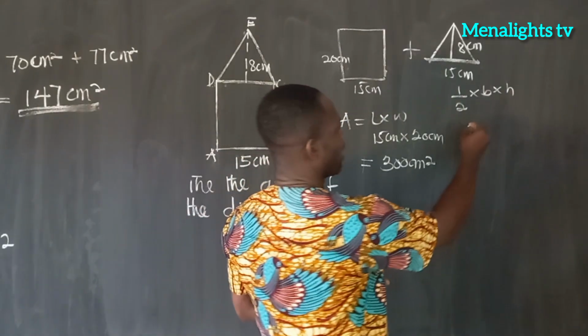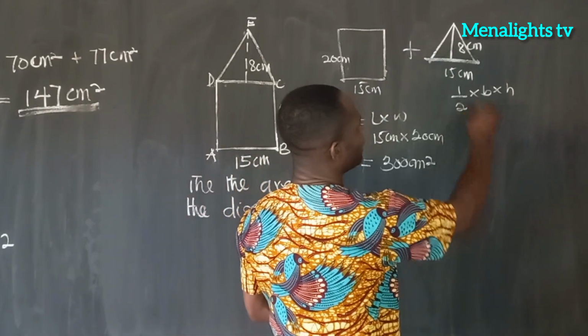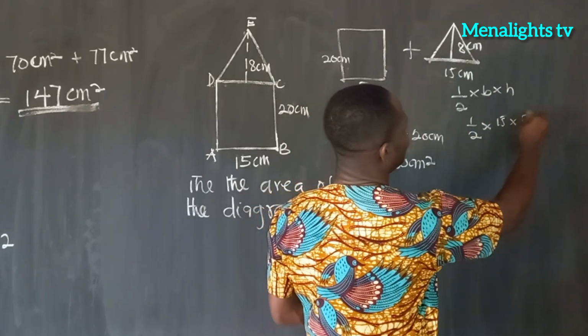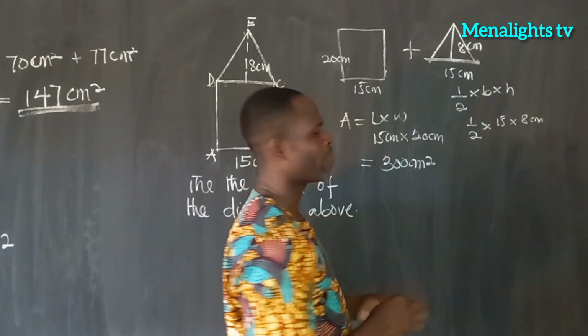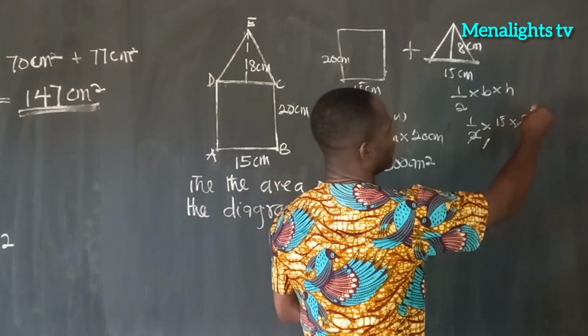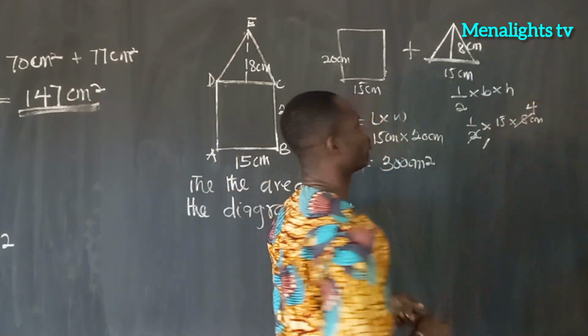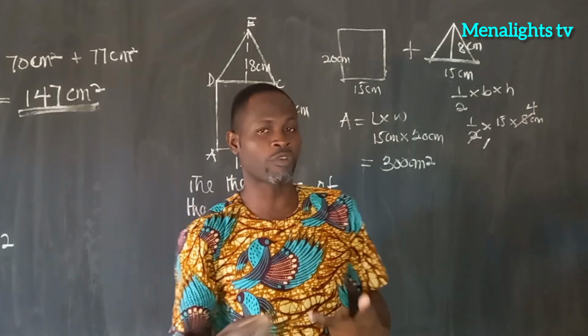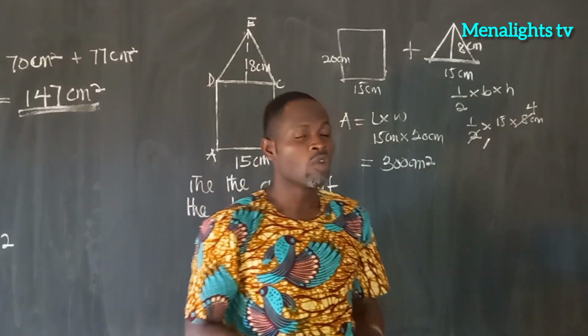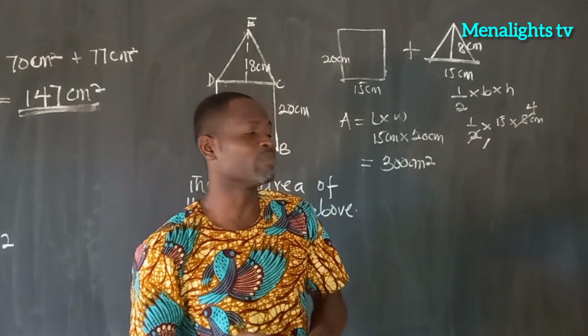So half of the base, 15 centimeters, times the height of 8 centimeters. 2 goes into 2 once, and into 8 4 times. So 2 goes into 8 4 times, and 4 times 15 will give us 60 centimeters squared.